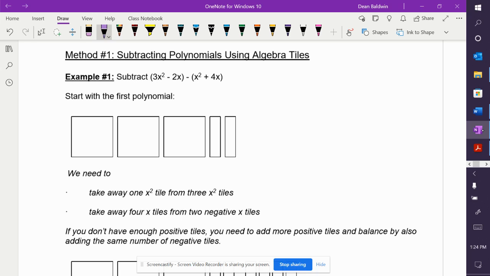This is this polynomial. Do I have to shade anything in if I'm saying this is 3x squared minus 2x? Any of these need to be shaded? Yeah. What needs to be shaded? The rectangles, because they're both negative. Okay, so there's 3x squared minus 2x. Now, we are subtracting.